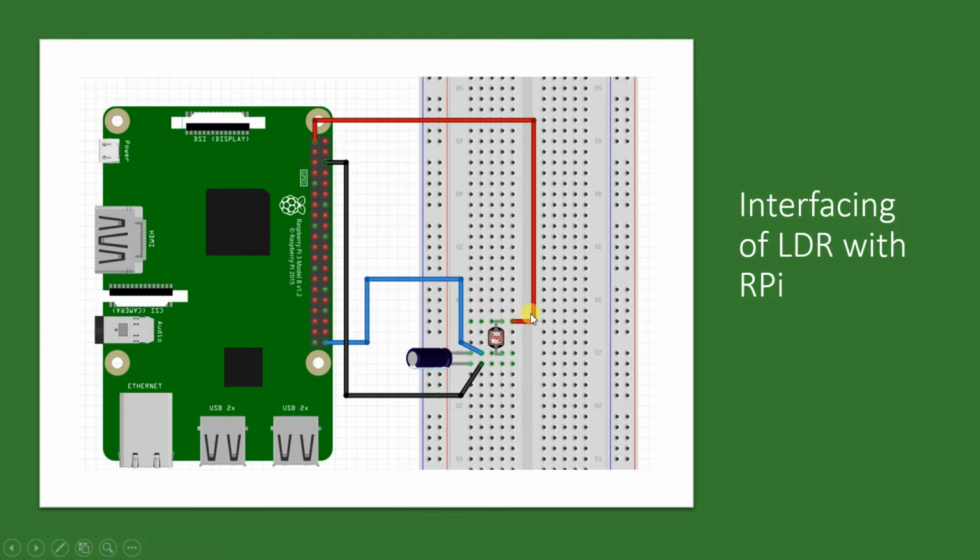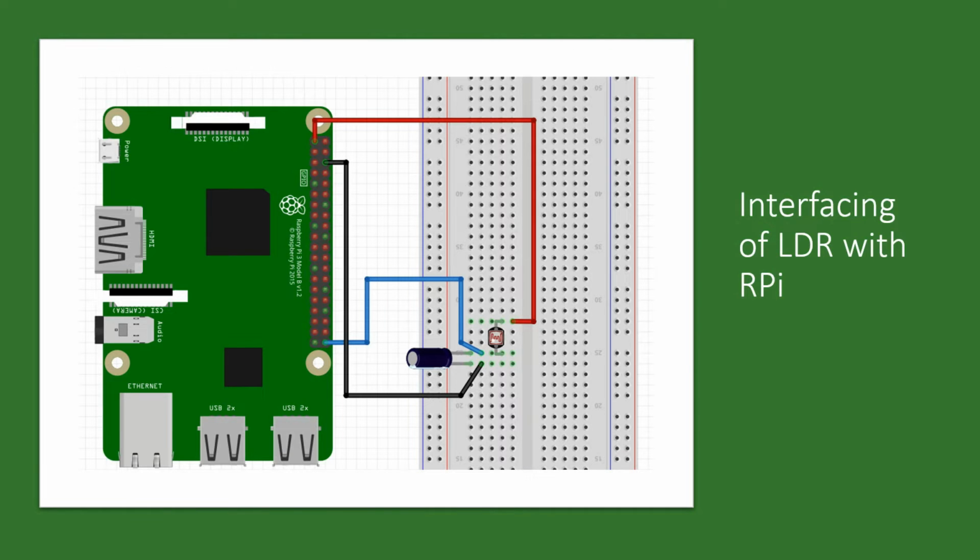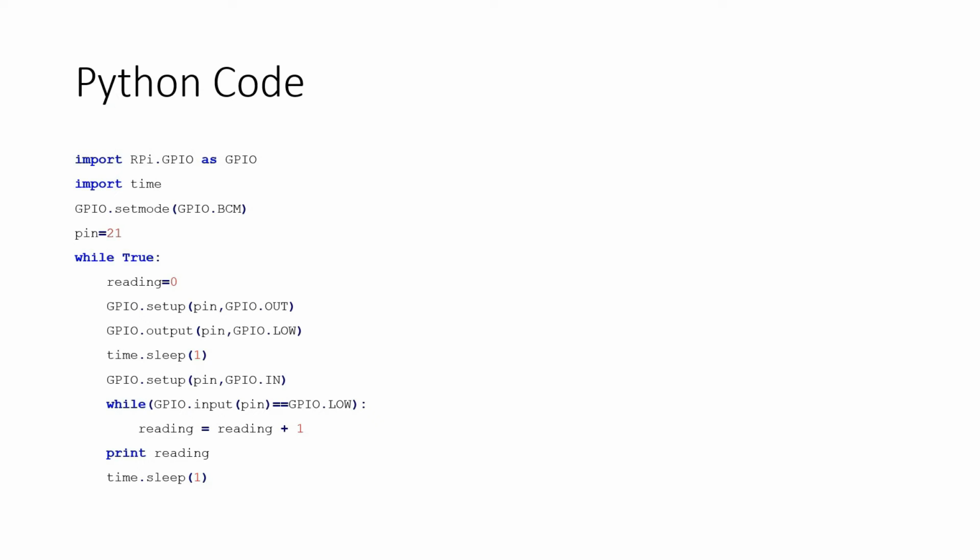One point of the LDR is going to 3.3 volt over here. Second point of LDR is going to the capacitor, and the same point is also going to pin number 21, GPIO 21 that we have been using, and the second pin of the capacitor is going to ground, exactly as shown over here. Now let's try to understand the program for it.